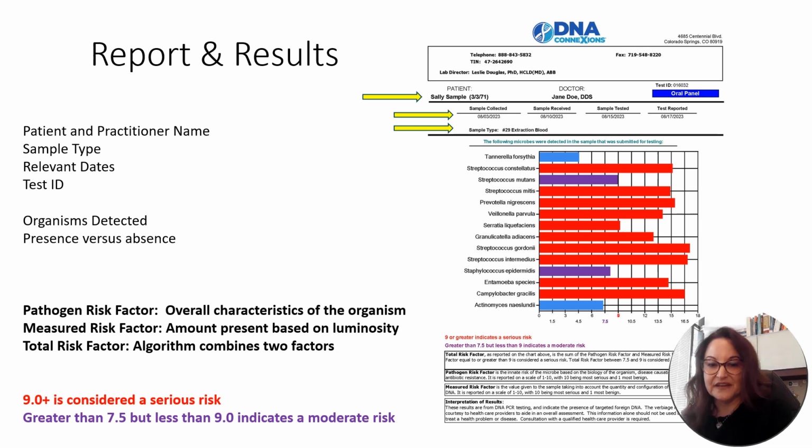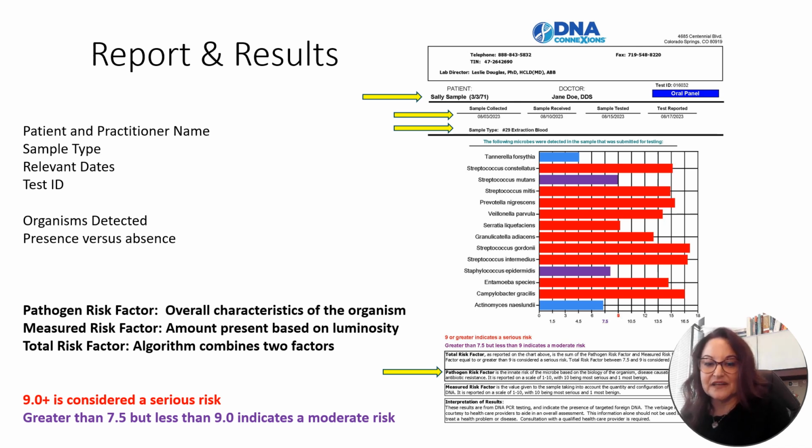The first risk factor is the pathogen risk factor. This describes and takes into account the overall characteristics of the organism detected. Is the organism dangerous? Should it be in the oral cavity? Should it not? Does it have inherent antimicrobial resistance, or does it harbor or produce inherent toxins? All based on the characteristics of the organism detected.